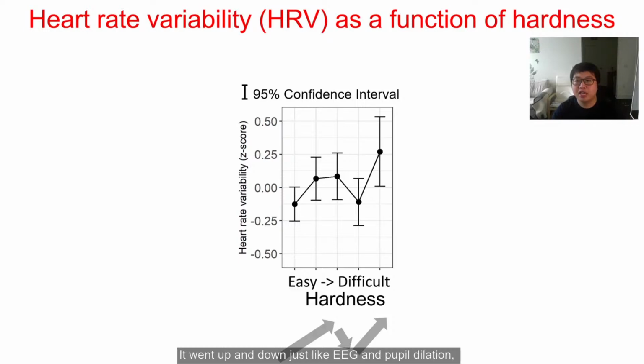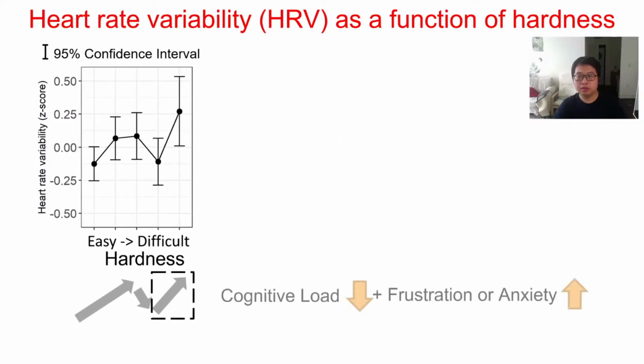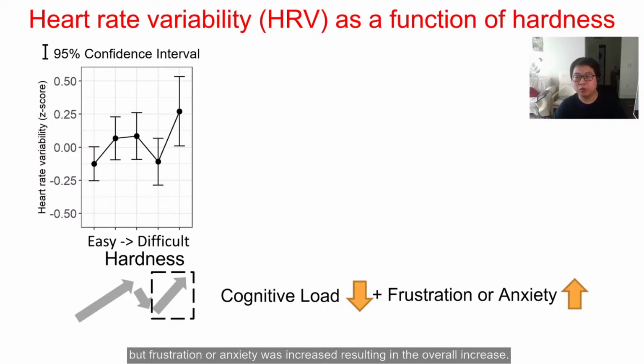The trend was slightly different than the previous ones. It went up and down just like the EEG and pupil dilation, but it went significantly up at the hardest level. This is possibly because heart rate is also influenced by frustration and anxiety. Participants' cognitive load decreased, but frustration or anxiety increased, resulting in the overall increase.